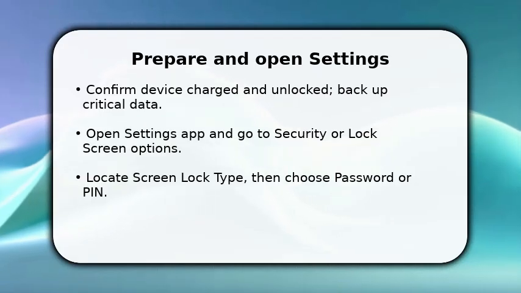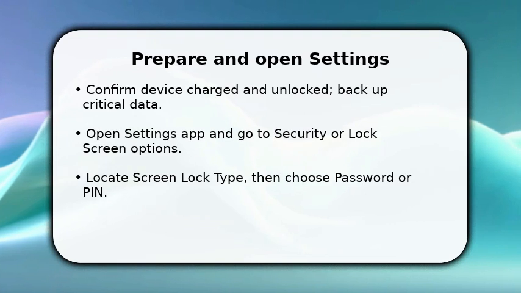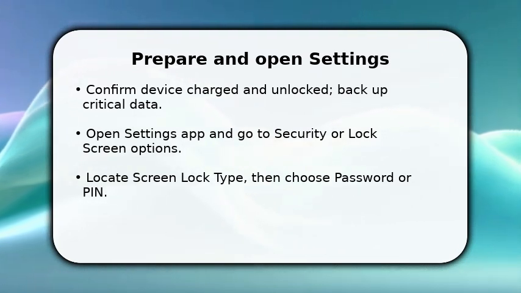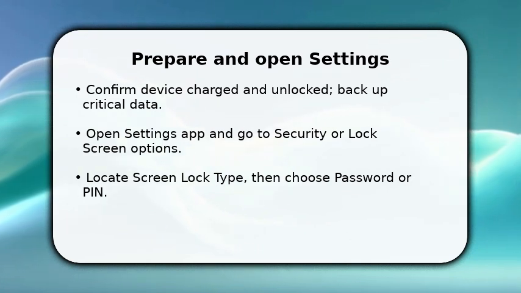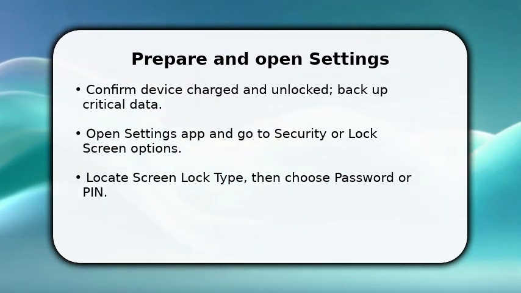You start by making sure your device is charged and reachable. Once done, back up any unsaved work. Open Settings and go directly to Security or Lock Screen. This is where lock timing lives.